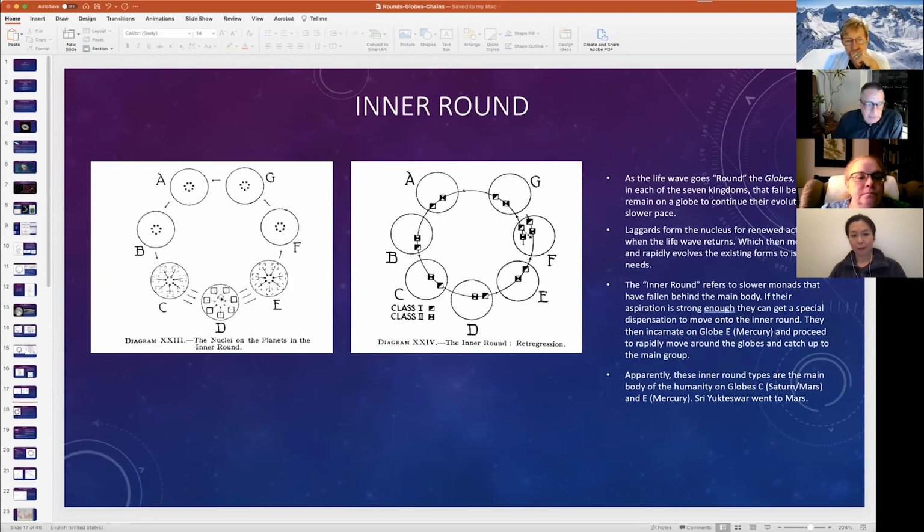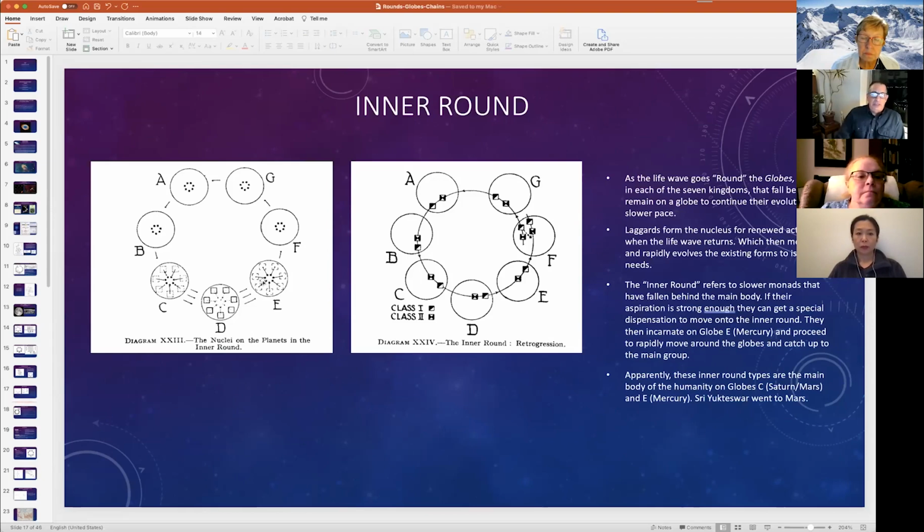And the inner round refers specifically to a group of lives that got left behind last time in this round. They're at the human stage. They want to catch up. And through commitment to service and so forth, they can apparently get a special dispensation, quote unquote, from the Lord of the World. And then they move to the inner round.